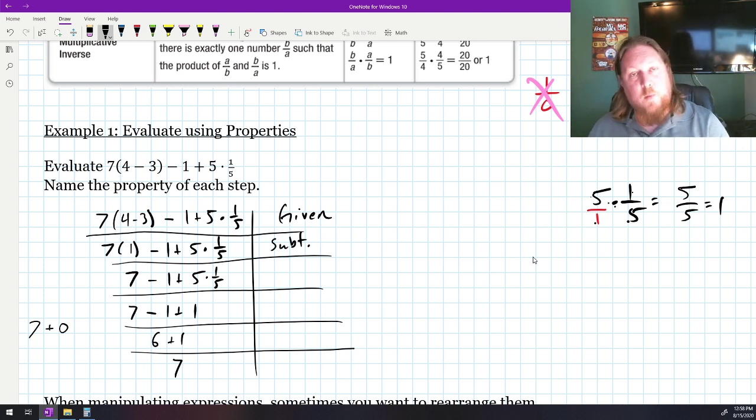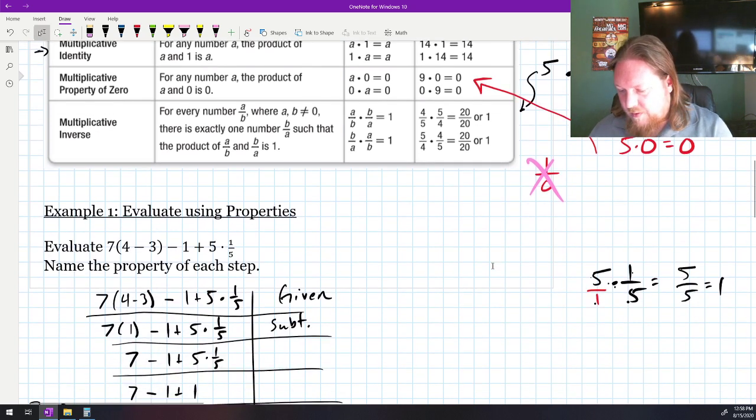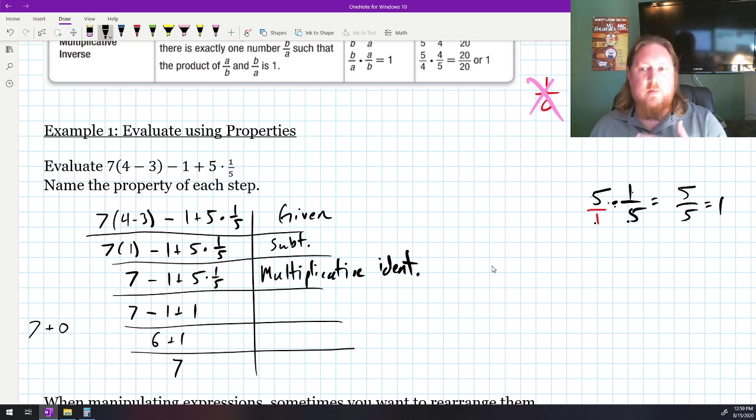Next up, I multiplied 7 times 1, but 7 times 1 is a special kind of multiply. If I look up here, that is the multiplicative identity, because it was times 1. So that's what I'm going to write down here: multiplicative identity. And if you want to abbreviate identity with ident, perfectly fine by me.